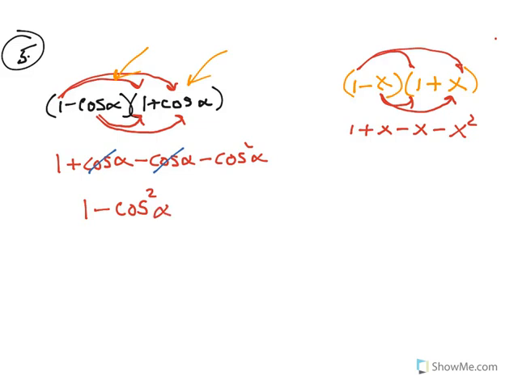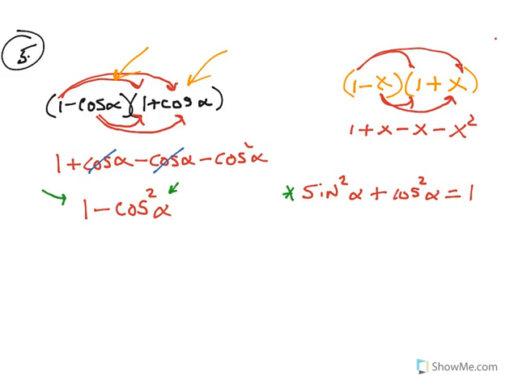And if we think of our Pythagorean identities, sine squared plus cosine squared is always 1. This has the components of a Pythagorean identity. It has the 1, and it has the cosine squared. It's just not quite in the same order as the original Pythagorean identity, but we could rearrange the order.